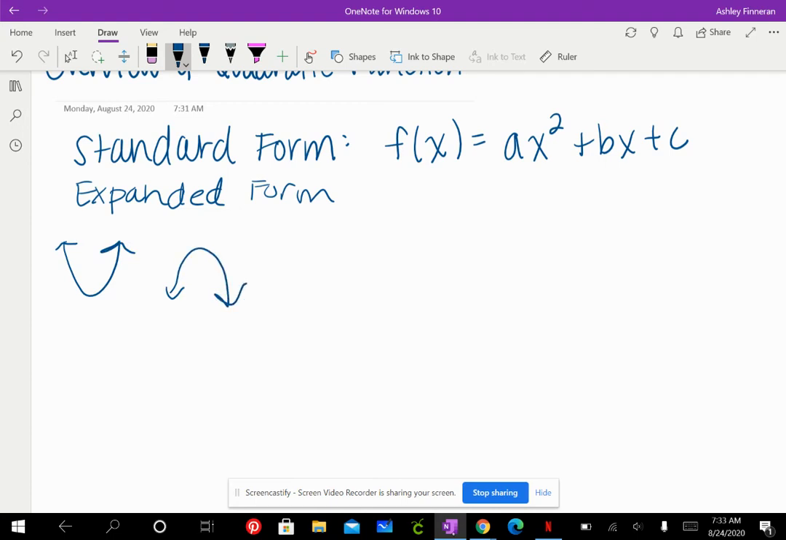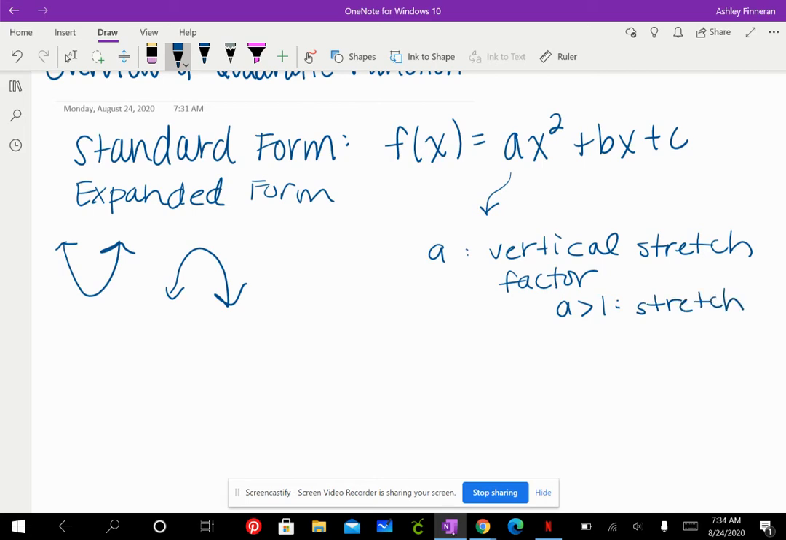And a tells us some important information. A is our vertical stretch factor. So it tells us whether the function is fatter or skinnier. So if a is greater than 1, it is stretched, making the entire function, the graph of the function, skinnier.